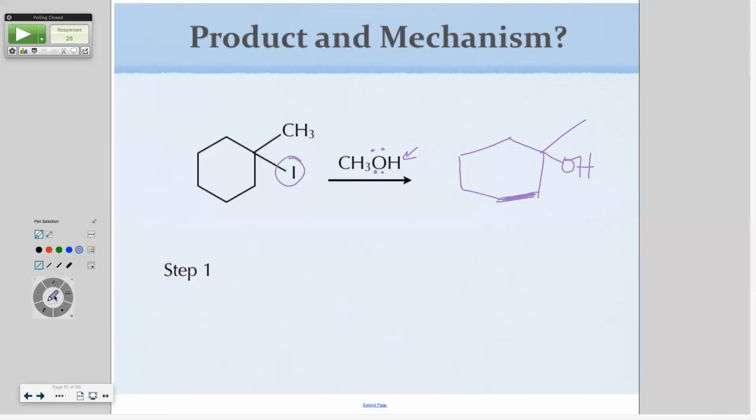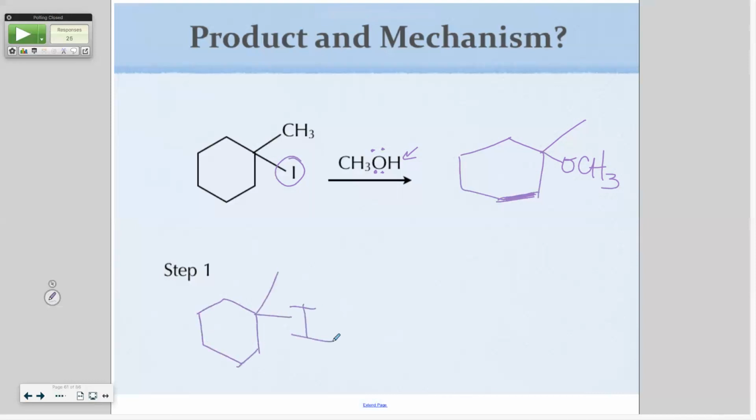Okay, so what you have over here is not going to be OH. It's going to be what now? Oh, who? Oh, what? Okay, this is real similar to the one that was in the video. All right, so what is the first step in this mechanism? What are we going to do? Iodide's going to leave. Okay, I'll put all the little lone pairs on here.